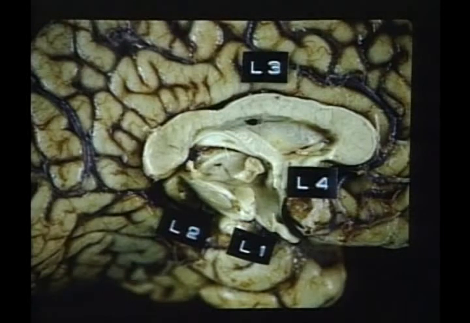Emotions are controlled by other brain regions as well, especially the inferior frontal cortices, as seen here by the arrow.